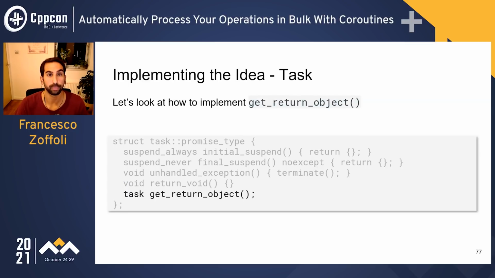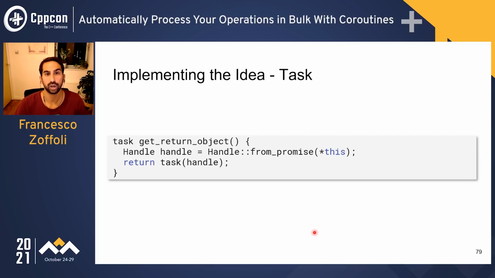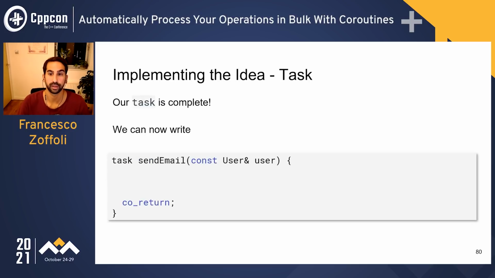And finally, we need to implement getReturnObject. Do you remember when we were describing the coroutine handle that there's a static method which, from the promise, gives us the coroutine handle? We are going to call that one to get a coroutine handle from the current promise that we are building. Once we have the handle, we can build the task, and the task is going to be returned to the caller of the function. At this point, our task is complete, and we can write the coroutine. This is going to compile successfully, and it can run.